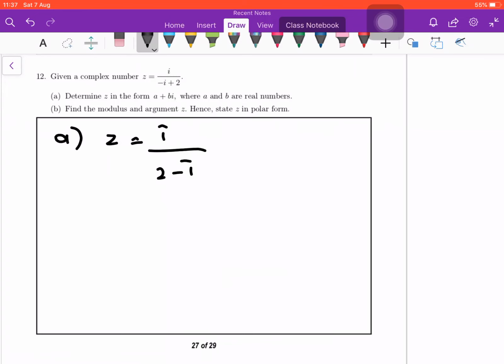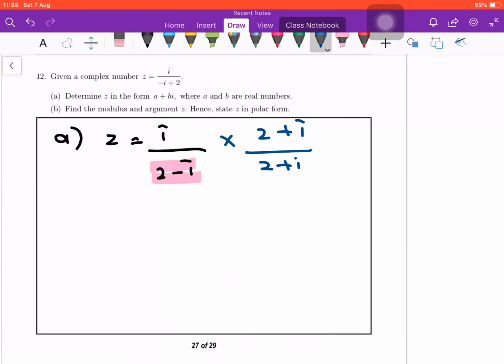Guys, whenever you have complex number dekat denominator, what you need to do? Rationalizing the denominator. Macam mana kita nak rationalizing the denominator? Multiply with the conjugate. Conjugate dia apa? 2 plus i over 2 plus i. Soalan A you all boleh selesaikan sendiri. Then soalan B, dia suruh awak cari modulus and argument Z.